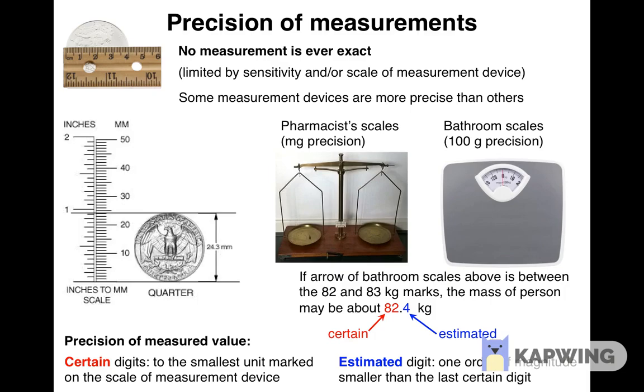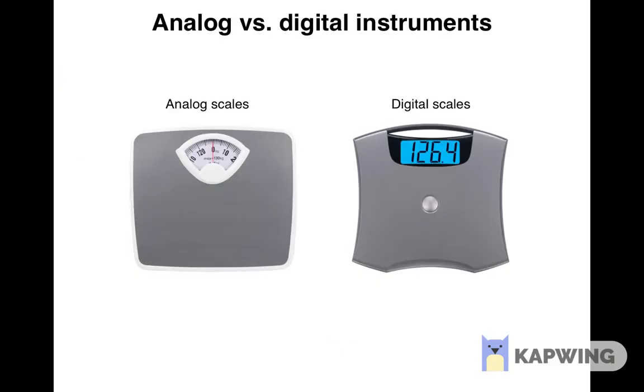Unlike analog instruments, digital instruments don't have a continuous scale. Instead, you can read the measured value off a screen, with the instrument returning a certain number of digits. You can see an analog bathroom scale on the left and a digital bathroom scale on the right. For a digital instrument, you should assume that all digits it returns, but the last, are certain. The last digit is estimated.